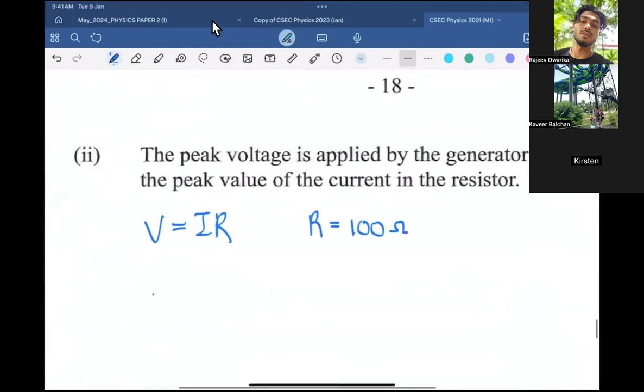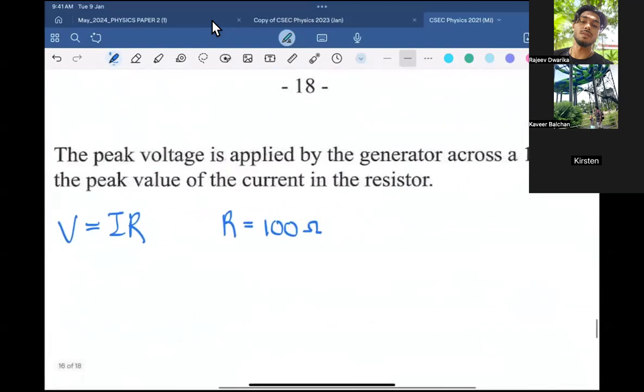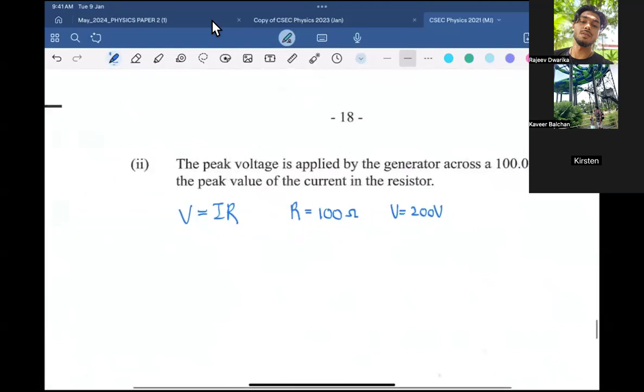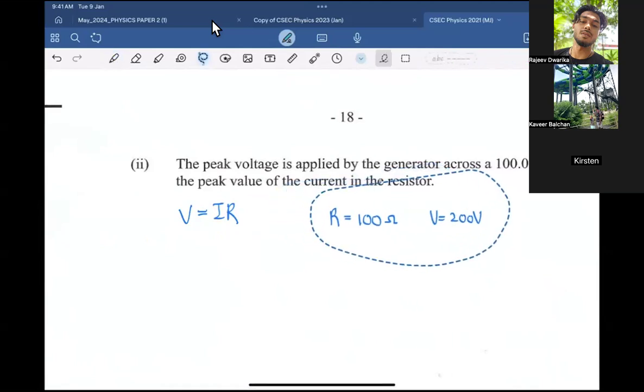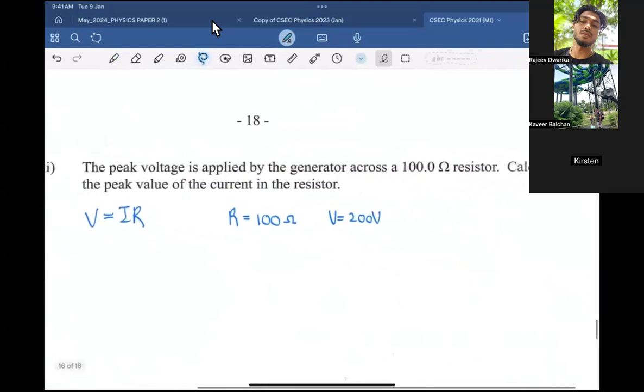So let's write that down. And what's the only thing we don't know? The only thing we don't know is the current. And what do they want us to find? Calculate the peak value of the current in the resistor. So current. How are we going to find the current? Let's see.